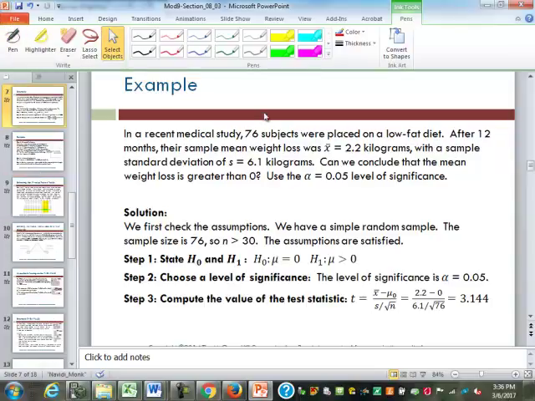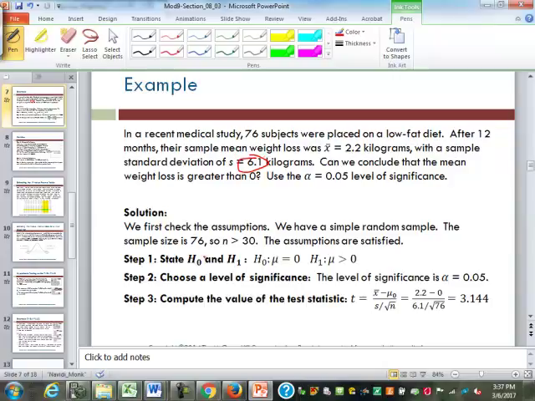In a recent medical study, 76 subjects were placed on a low-fat diet. After 12 months, their mean weight loss was 2.2 kilograms, with a sample standard deviation of 6.1 kilograms. Notice it says sample standard deviation. Nowhere in this problem does it say population standard deviation. So that means we do not have the population standard deviation, so we have to use the t-test. So can we conclude that the mean weight loss is greater than 0?